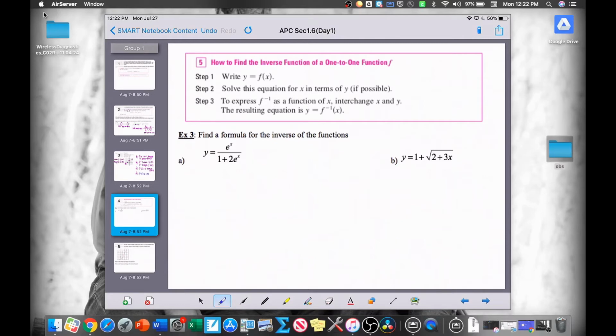Step 2, we want to solve the equation for x in terms of y. This one's going to take a little bit of fancy footwork. The first thing I'm going to do is get rid of this 1 plus 2e to the x family in the denominator. So I'm going to multiply both sides by 1 plus 2e to the x power.